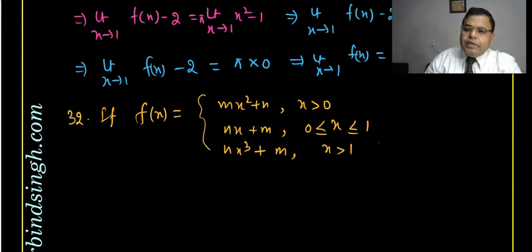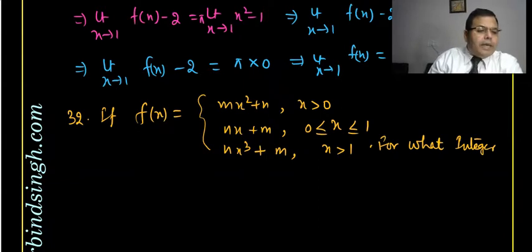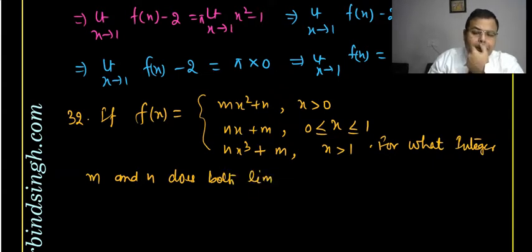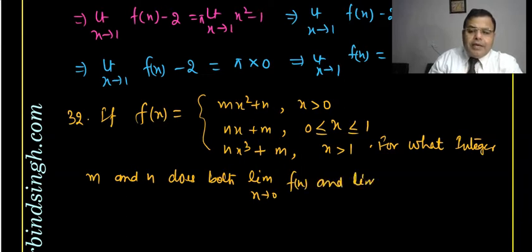Now the question is, for what integers m and n do both limit x tends to 0 of f(x) and limit x tends to 1 of f(x) exist?